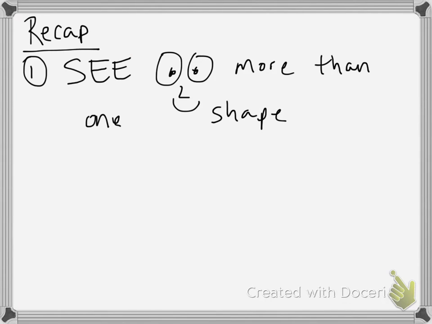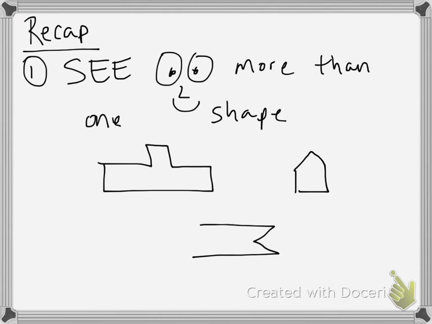Okay, here's a little recap. So step one, when you're working with composite figures and trying to figure out their areas, it's really to see more than one shape. So when you have a shape that looks like this, or when you have a shape that looks like this, or when you have a shape that looks like this, you want to see this as more than one shape and think about, where can I break this up so that I can figure out the areas of each of the parts and then combine them.